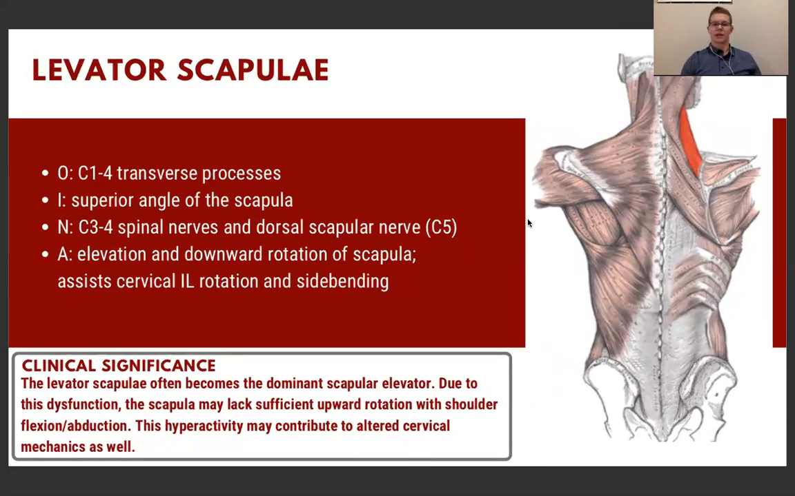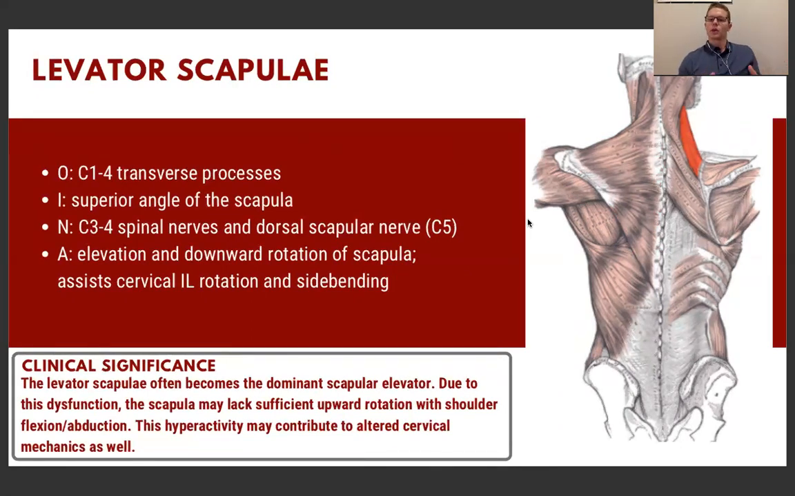Next, levator scapulae. This comes from the transverse processes of C1 to C4. So this connects onto the cervical spine and runs down onto the superior angle of the scapula. For this reason, it can impact the cervical spine and it can impact the scapula and shoulder. Innervation is from spinal nerve C3 to C4, and then also C5 with the dorsal scapular nerve. And that's the one that most people have probably heard in PT school.